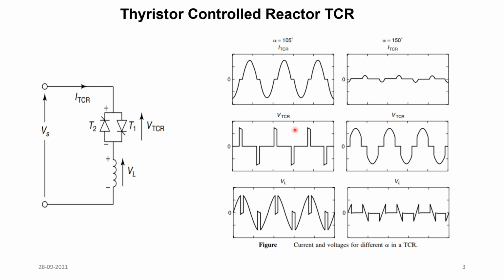And the main advantages of TCR: flexibility of control, rapid continuous control of reactive power over the entire range, that is from lagging to leading angle.